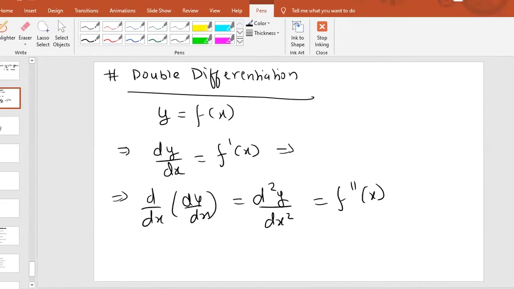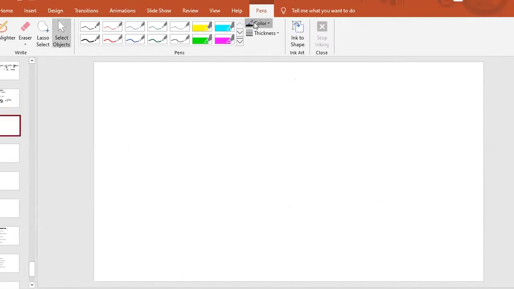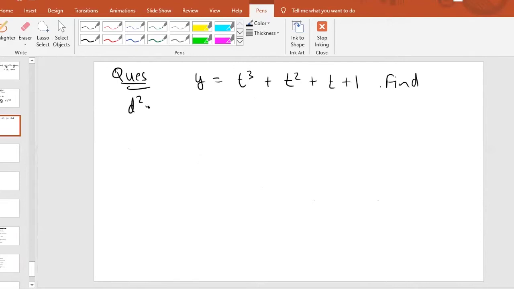Now, if I give you one example for this, take the function y is equal to t cube plus t square plus t plus 1. Find d square y by dt square. Here y is a function of time t. We have to double differentiate this y with respect to t. Can you get the answer for this?